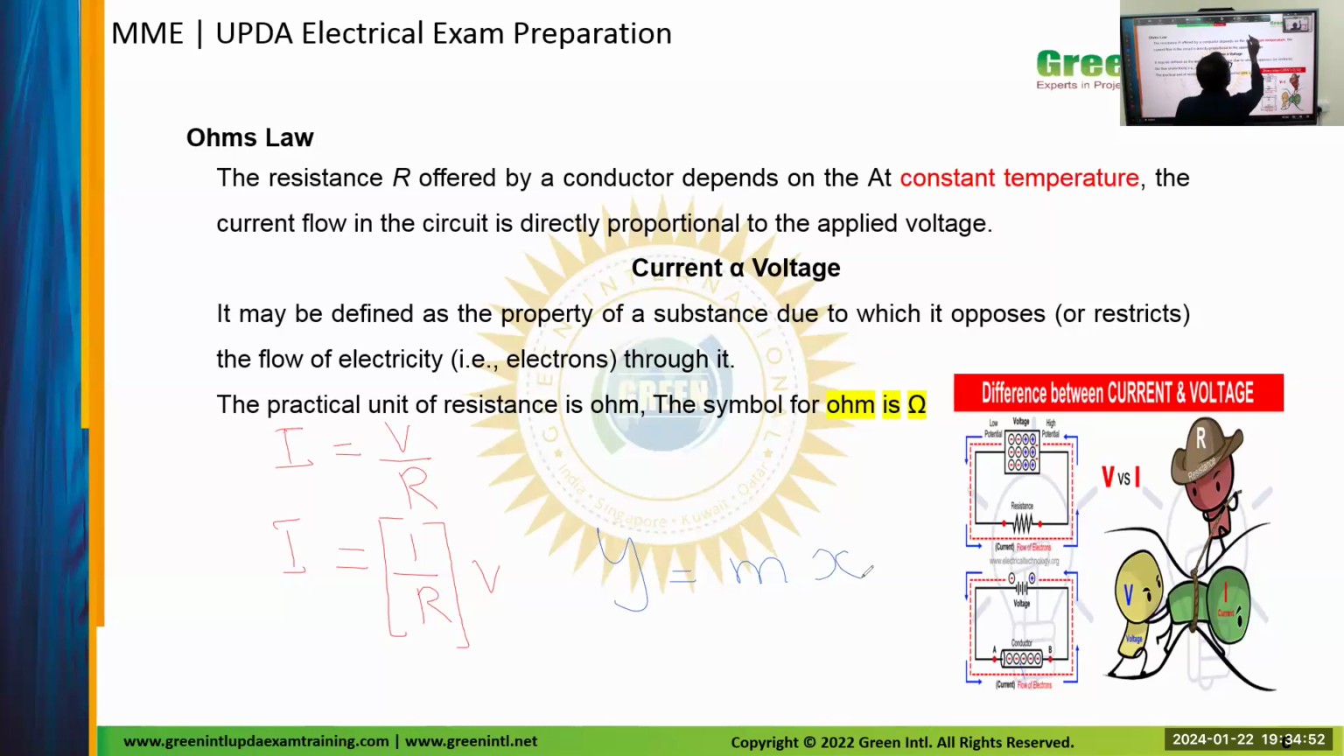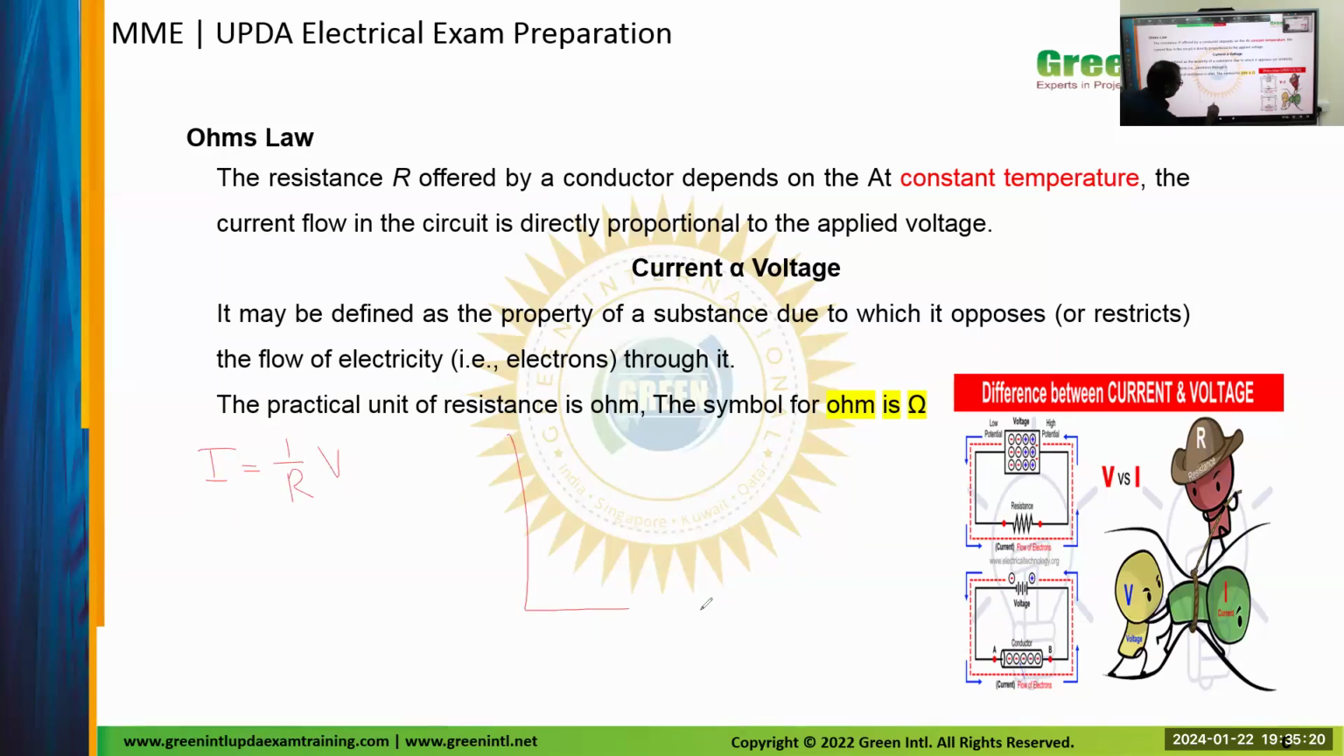So we may draw the line. This is X, this is Y. So we draw the line, Y is equal to mx. Correct? So now again, instead of X, we put a voltage, and instead of Y, we put a current. And the graph is like this.